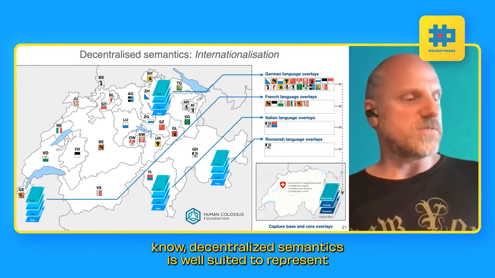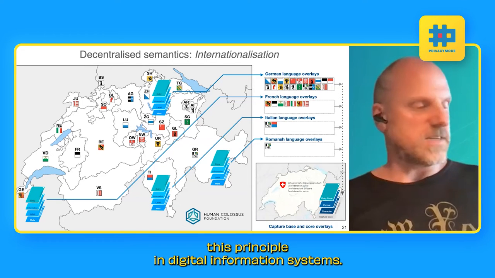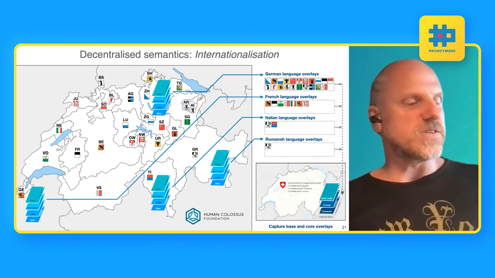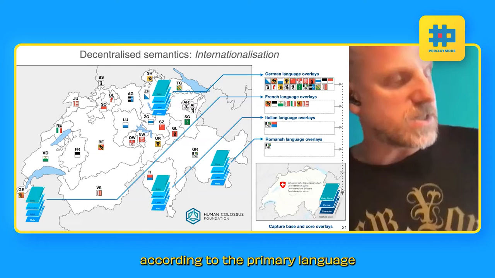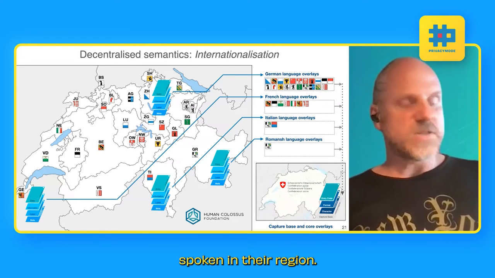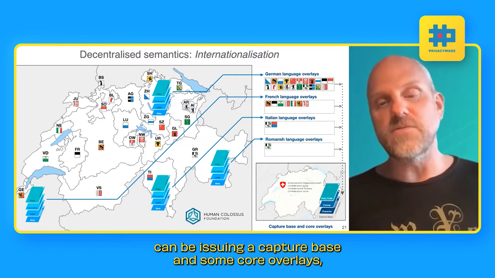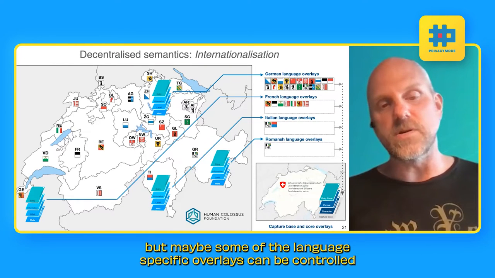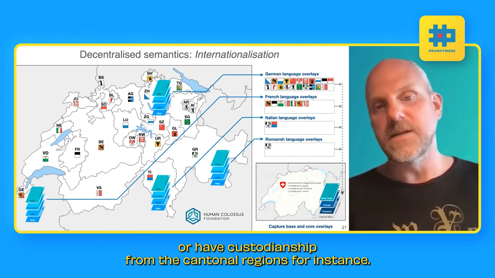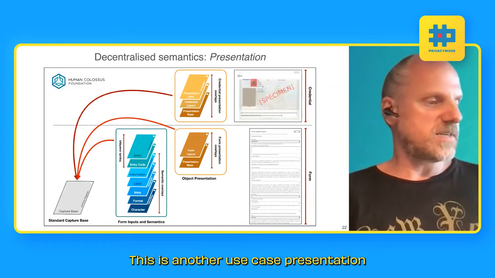Decentralized semantics is well suited to represent this principle in digital information systems. Since Switzerland is a federation, the sovereign cantons can define their official language according to the primary language spoken in their region. So for instance, here I've said the Swiss government can be issuing a capture base and some core overlays, but maybe some of the language specific overlays can be controlled or have custodianship from the cantonal regions, for instance.